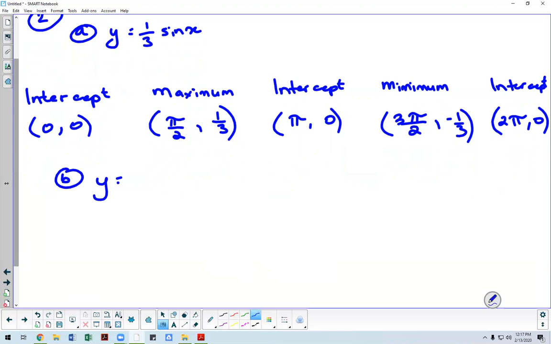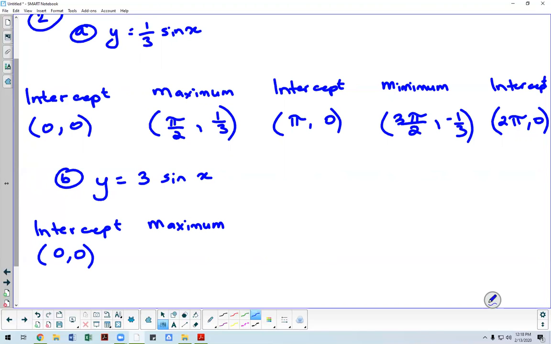Now, before I actually do the graph, I'm going to create the 5-point summary for our part B also, so we can graph them on the same plane. So that is 3 times sine of x. And obviously the order of the points will be the same, right? We start with the intercept again. And what will be the coordinate for this function? Still at 0, 0. Maximum? Pi over 2 and 3. Yeah, pi over 2 for the x and then 3 for our y coordinate.